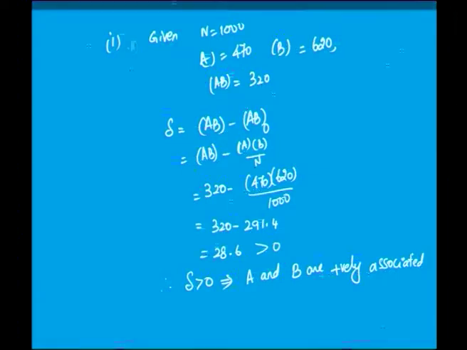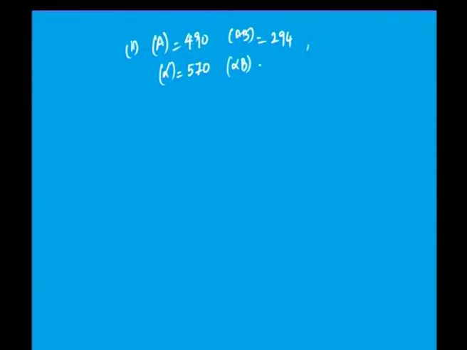Second, we are given A value is equal to 490 and AB is equal to 294, then alpha is equal to 570, then alpha B is equal to 380.